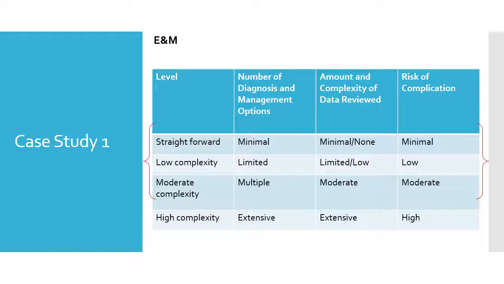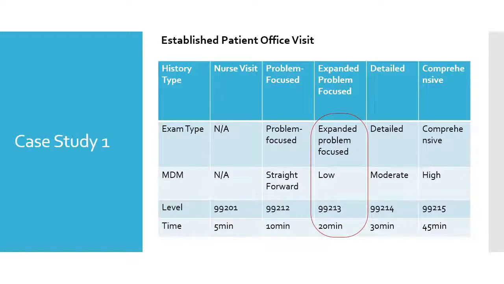Let's determine the medical decision-making process. The number of options was limited, the complexity of the data was low, and the risk of complication is low. So this puts this encounter into the low complexity category. Based on the history, the exam, and the medical decision-making process, this would be coded as a 99213 or expanded problem-focused patient encounter.